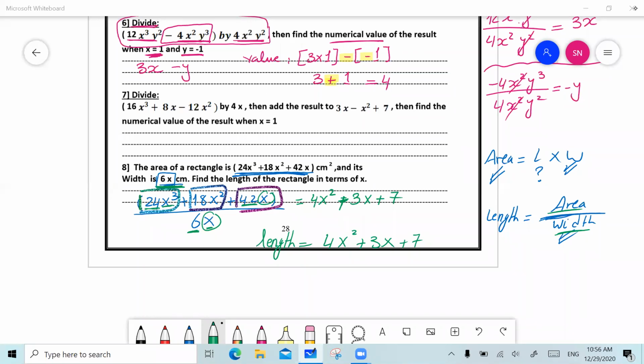Miss, I don't understand number 5 in question number 1. Number 5 in question number 1. Okay. In here, page 27.